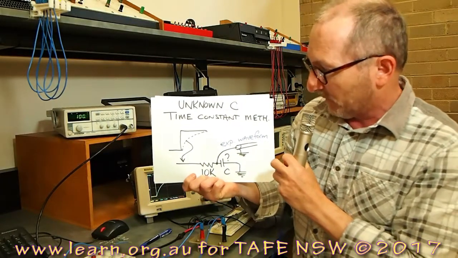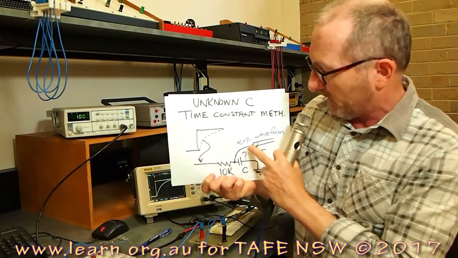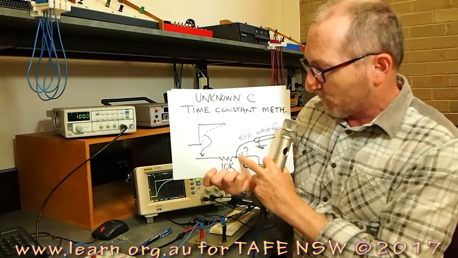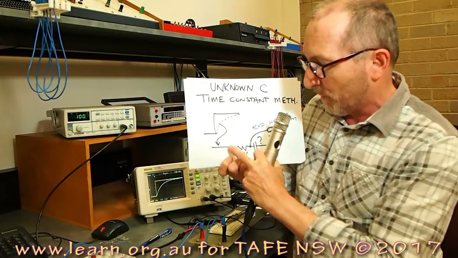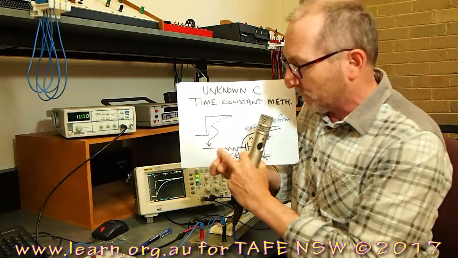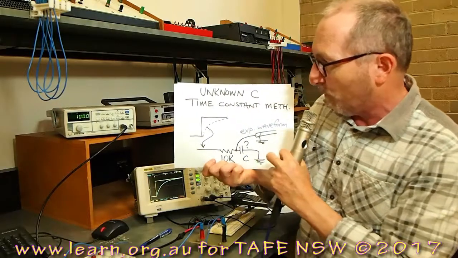I've actually got the oscilloscope connected at 2 points, so I've got the exponential waveform across the capacitor shown here, but I also have another oscilloscope probe connected to the input of the circuit, so I'm seeing that square waveform.